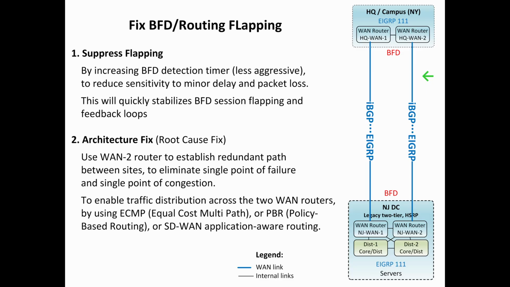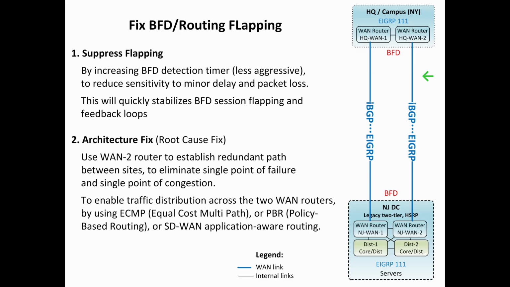Now we know what causes the problem. The next step is how to fix it. The solution has two parts. The first part is to suppress the flapping and break the feedback loop. We do this by tuning the BFD timers to make the BFD not too aggressive and not too sensitive to packet delay or packet loss. This method can immediately calm down the flapping and stabilize the system. But this is only a temporary relief.